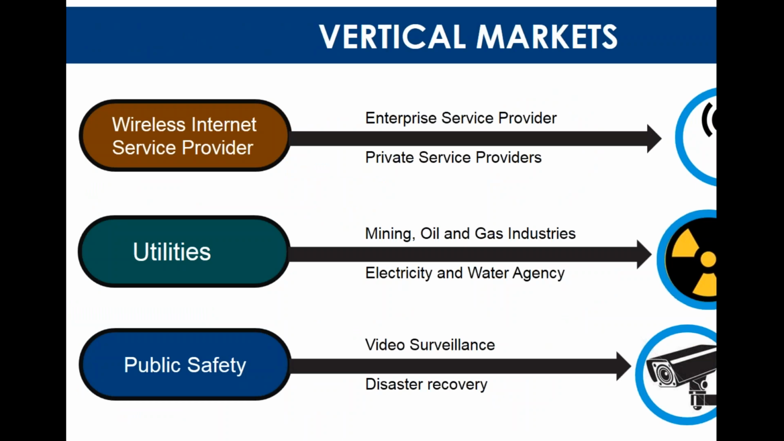So let's talk about some of the verticals that the PTP portfolio overall addresses. You can broadly divide them into three big areas. One is the wireless internet service provider area, another is the utility area, and then the public safety area. The WISPs, or wireless internet service providers, can be broadly categorized into two: enterprise service providers, serving big businesses or private businesses, and also backhauling for private sector providers. So maybe from end customers, you can backhaul to your main base point.